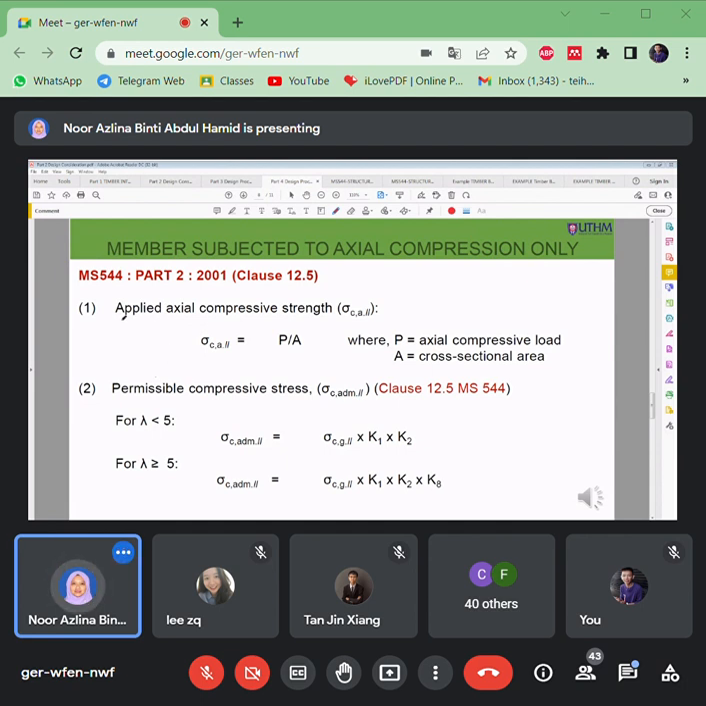For the columns, first you have to calculate, as usual, the applied compressive stress, which is stress equal to P divided by A. Then compare it with the permissible stress against the applied axial compressive stress. There are two permissible stresses according to the slenderness ratio: whether it is less than 5 or more than or equal to 5. If less than 5, consider K1 and K2. If more than 5, you have to consider the additional K8 modification factor.